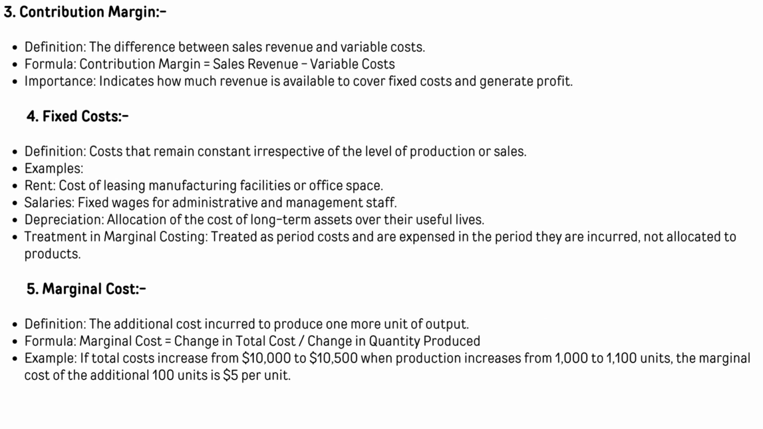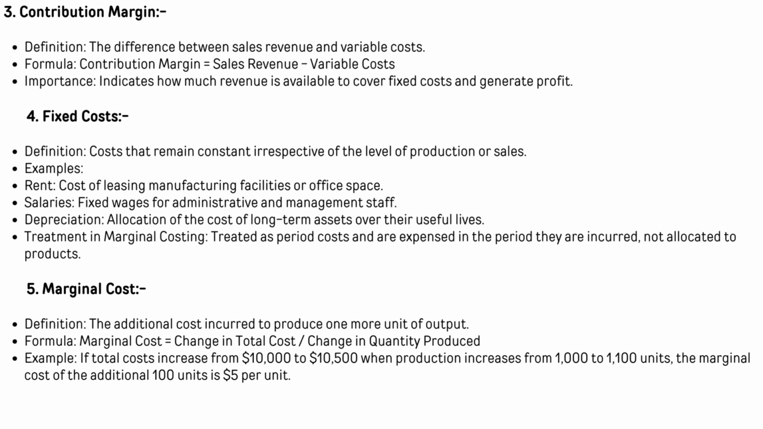Contribution margin. The difference between sales revenue and variable costs is contribution margin. The formula for contribution margin is sales revenue minus variable costs. Importance: it indicates how much revenue is available to cover fixed cost and generate profit.